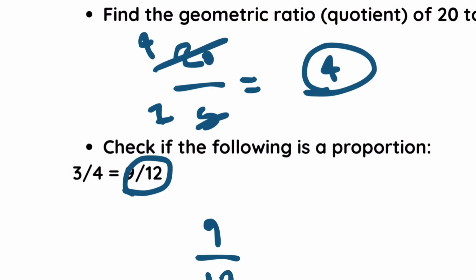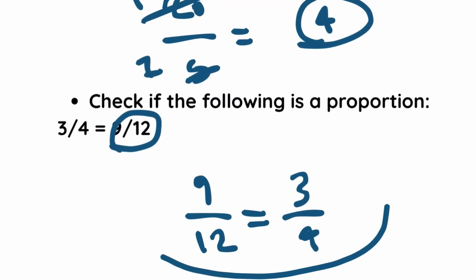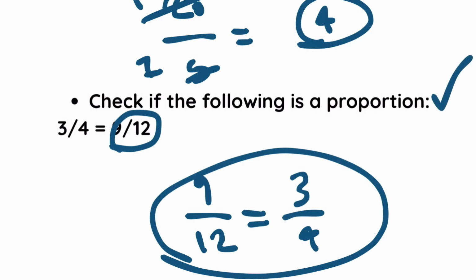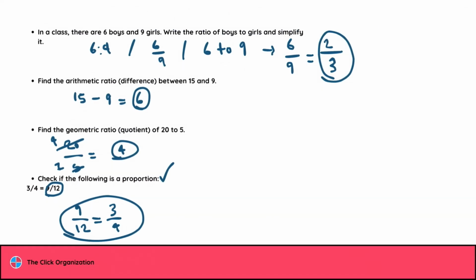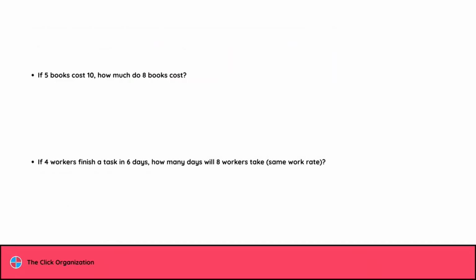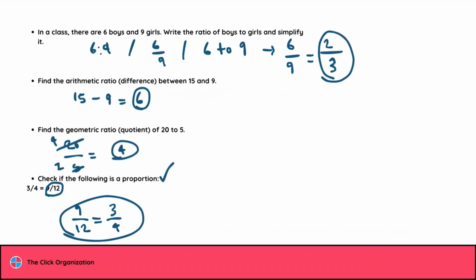So 9/12, let's find their GCF, which is 3, right? Dividing both of them by their GCF, which is 3, this will be 3/4. So this is why we say that this is a proportion, because both of them have the same value and they're equivalent fractions. Okay, so everyone, this was the first 4 questions about ratios and proportions and types of ratios.